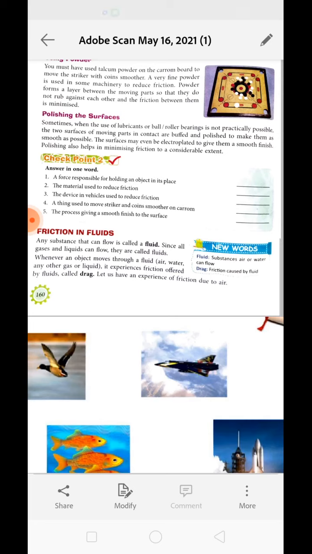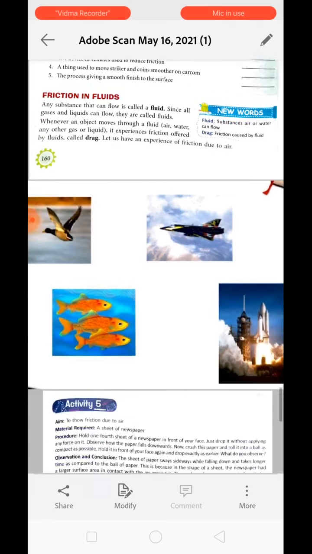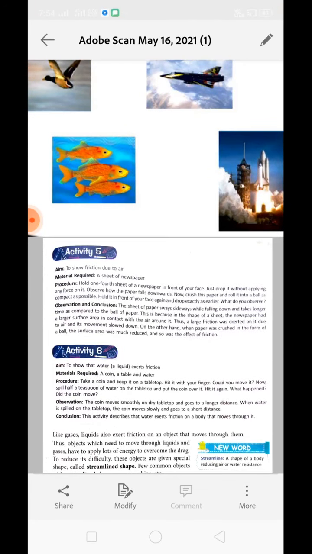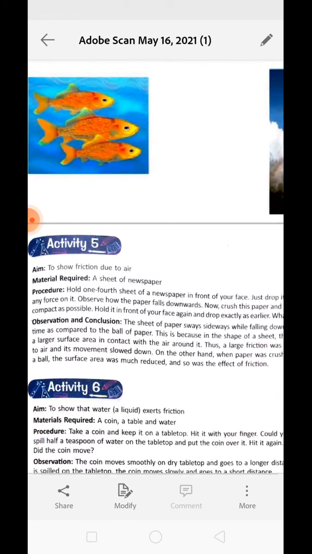In the same manner, if you are moving through air in a bus, you will feel the air hitting your face or your body, right? So air is also exerting friction. It means fluids exert friction. The friction exerted by a fluid is known as drag. Understood? To understand it more, we have to perform activity number 5 first.